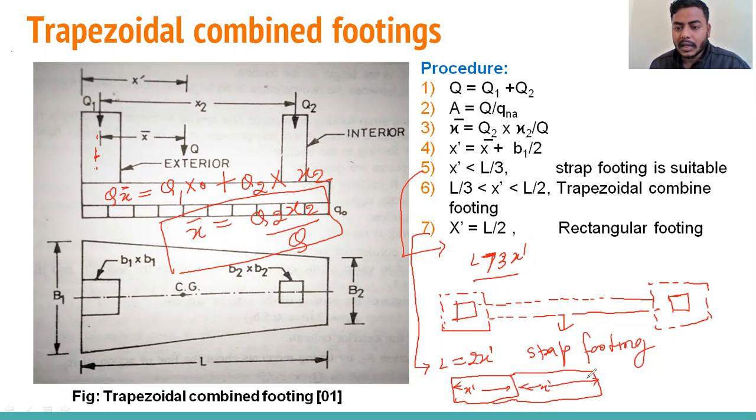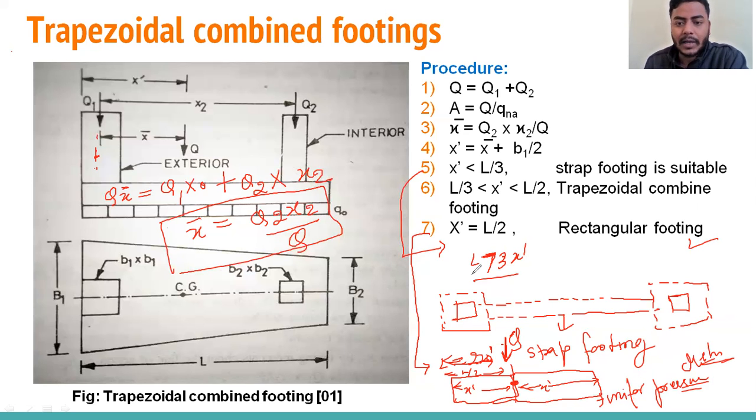So we'll see when you are providing the rectangular combined footing. The center point of the rectangular combined footing is at half distance, so this distance is L by 2. The center of gravity will lie here, and the resultant load is also coming here because this is x dash. So you will see the center of gravity lies on the resultant of loads, right? So we will get a uniform pressure distribution. So better we can go for the rectangular footing when x dash is equal to L by 2, right?